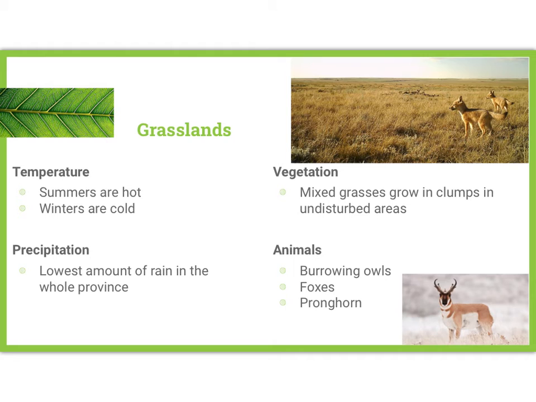The grasslands, the summers are very warm, and the winters are still cold. We're still in Alberta. For precipitation, the grasslands receives the lowest amount of rain or precipitation in the whole province. Vegetation, we get mixed grasses that grow in clumps in undisturbed areas. So rather than growing as like a complete lawn or something like that, we'll just get small clumps in the dirt. Animals that live there, burrowing owls, foxes, and pronghorn, which look kind of like a deer here. A little bit smaller.